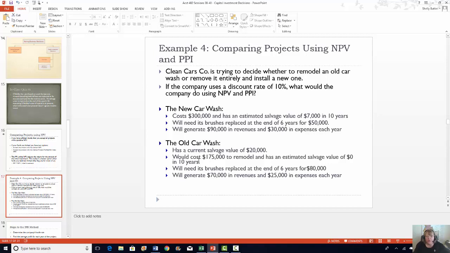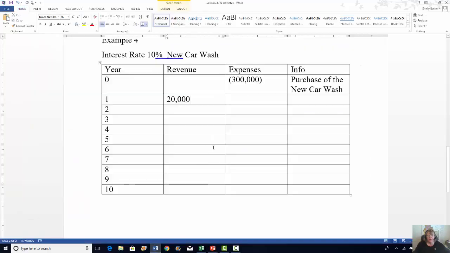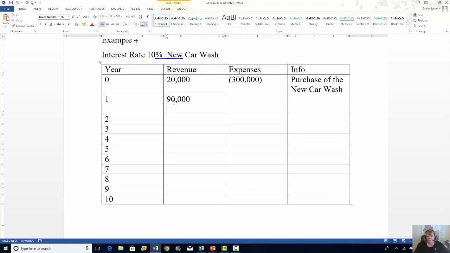Oh, the old car wash has a current salvage value of $20,000. So you would add that to the new car wash. I should have kept reading all my information. So you're going to get that back. If you raze the old building and sell the scrap, whatever you can sell, it's going to net you $20,000. It's revenue in year 0, because you spend this $300,000, you get the $20,000 back. And then in year 1, you get $90,000.